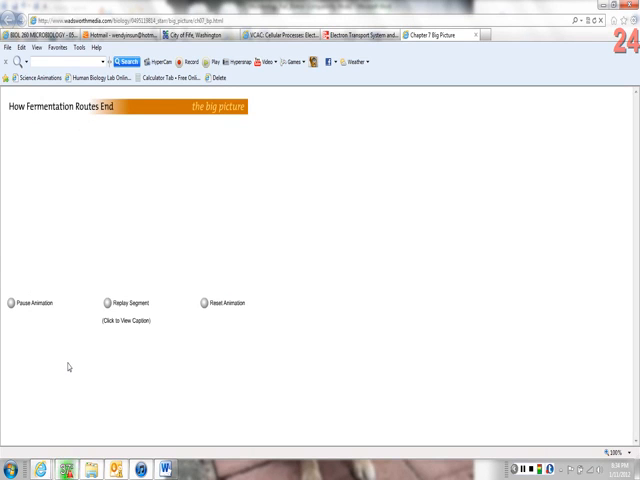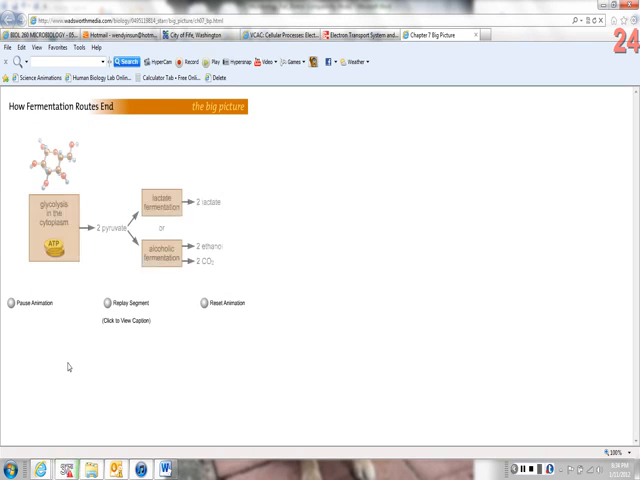How fermentation routes end. Pyruvate from glycolysis can also enter fermentation pathways. These reactions are carried out in the cytoplasm, and they don't form any additional ATP. Fermentation reactions are anaerobic. They don't require oxygen. Instead, an organic substance is the final acceptor of the electrons originally derived from glucose.